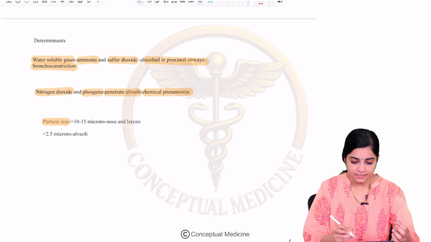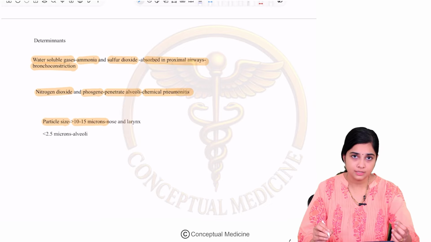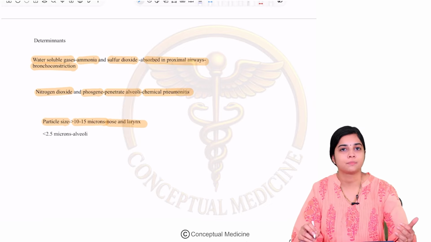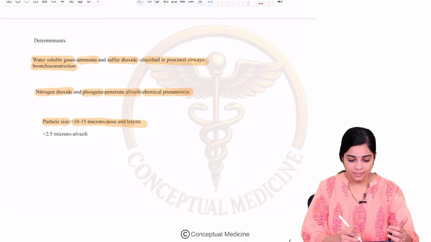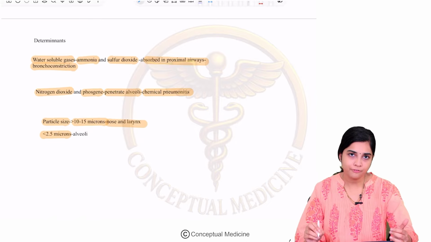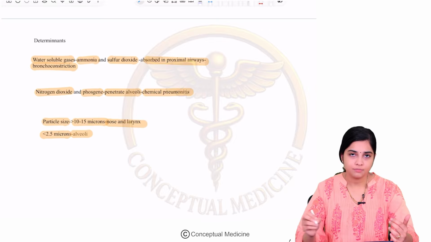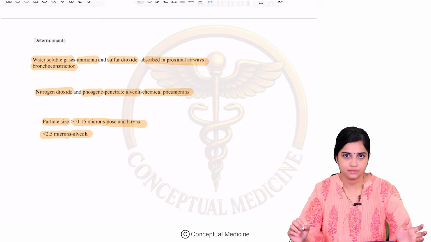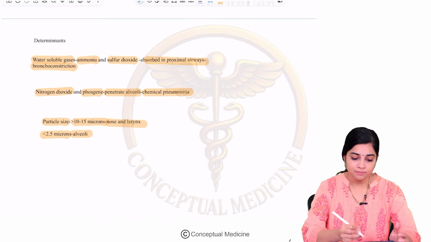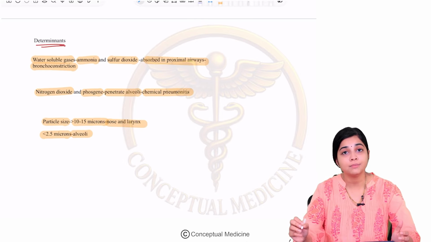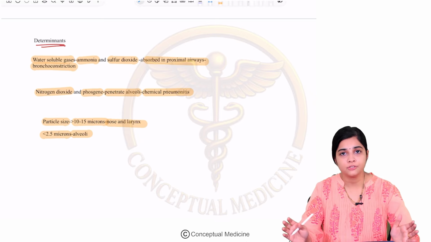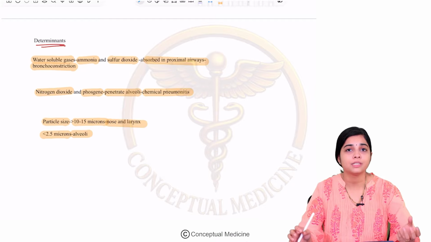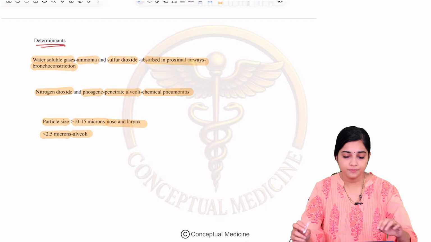If the particle size is more than 10 to 15 microns, then they are limited to the nose and larynx and they predominantly cause upper airway symptoms. If the particle size is less than 2.5 microns, then it predominantly involves the alveoli in the lower airway system and can cause pneumonitis. Okay, so these are the most important points about the determinants of what type of injury happens. It depends upon the size, and it depends upon the nature of the gas that is inhaled.